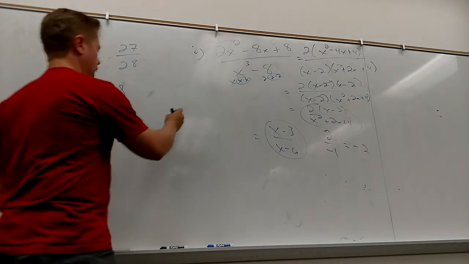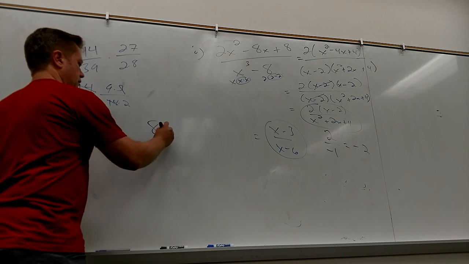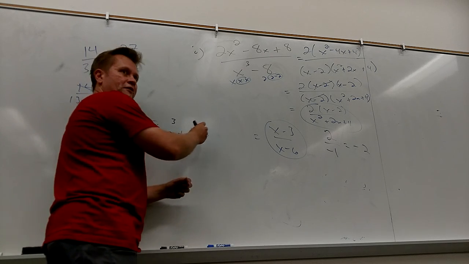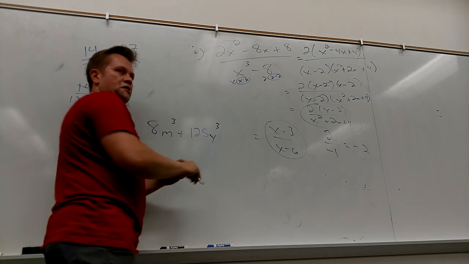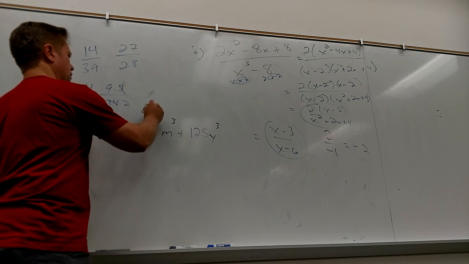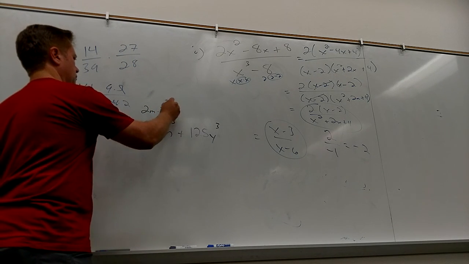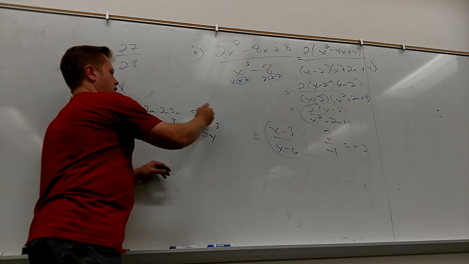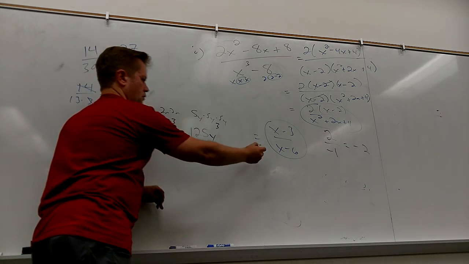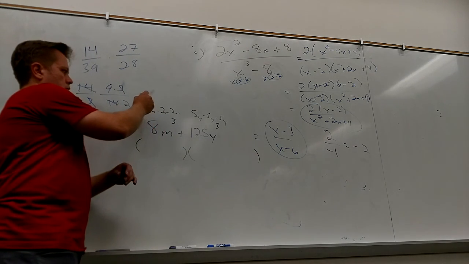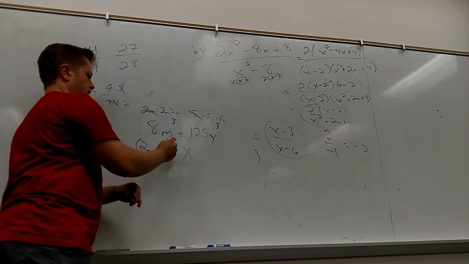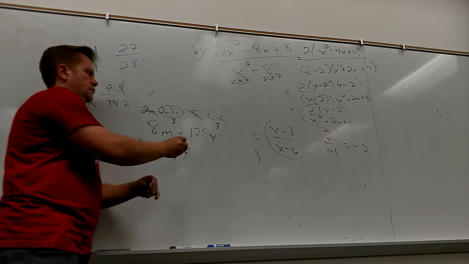So for example, if I had 8m cubed plus 125y cubed. Then you have 2m cubed, and you have 2m, 2m, and then you have 5y cubed. 5y, 5y, 5y. And then this is where I start falling apart. So I get 2m plus 5y. Yep, so that's the little dude that we talked about.